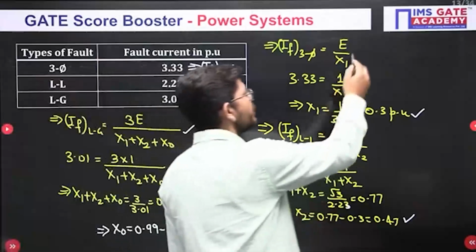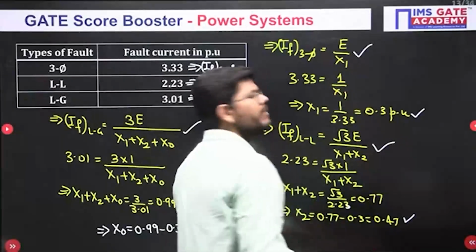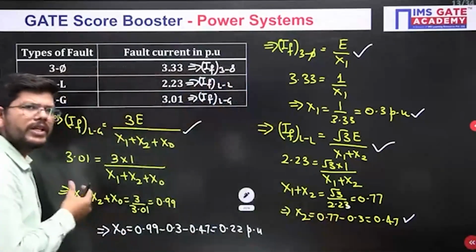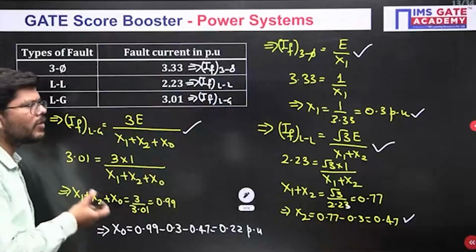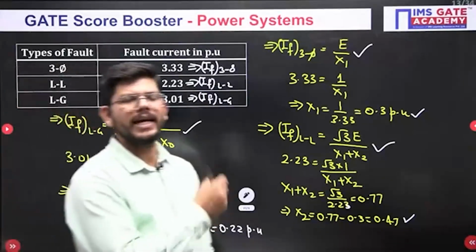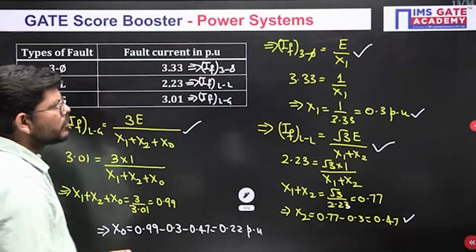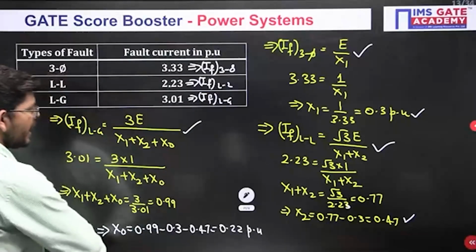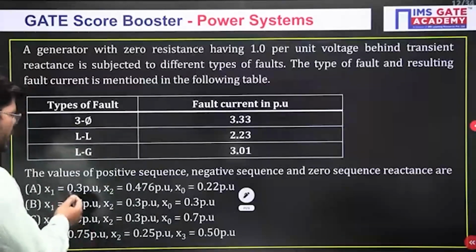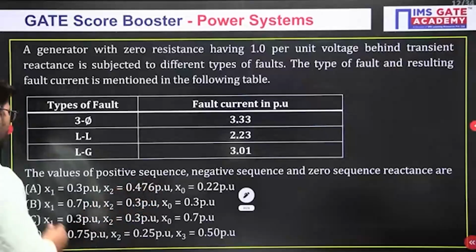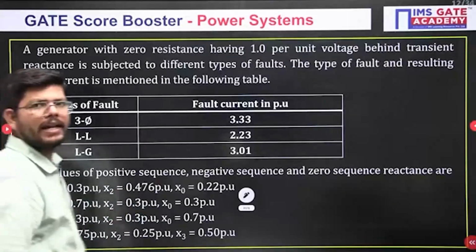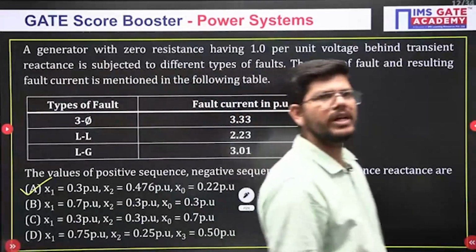So just see, in order to solve this question, you only require the formulas of different faults, which you definitely must have practiced. So what is difficult in this question? These formulas you must have practiced. Now you have to apply these formulas and get the values of x1, x2 and x0. So 0.3, 0.47 and 0.22, which is given in option A, and your answer is absolutely correct.